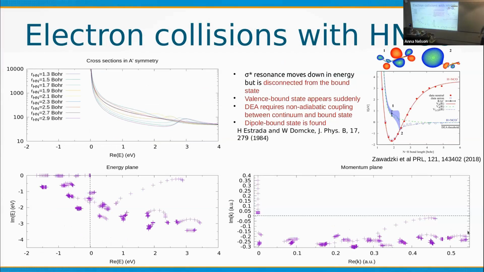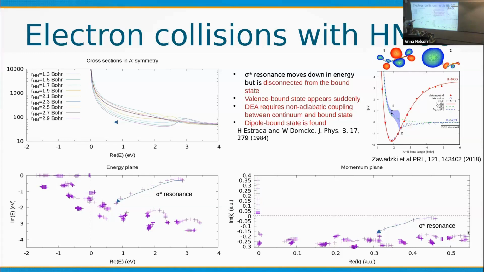But as the bond length between the hydrogen and nitrogen is stretched, we see that although the resonance does move down in energy, it actually does not become narrower, it becomes wider. So it dissolves in the continuum, which means that as the bond is stretched, the probability for the electron to detach increases rapidly. And then suddenly, at some bond length, a bound state appears.